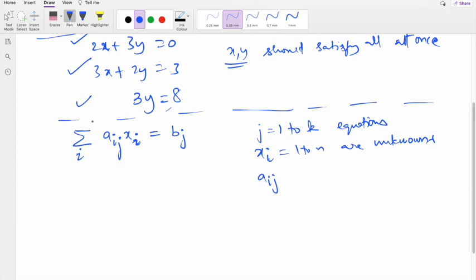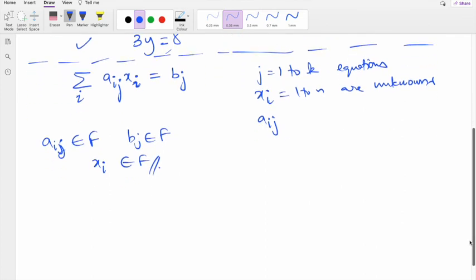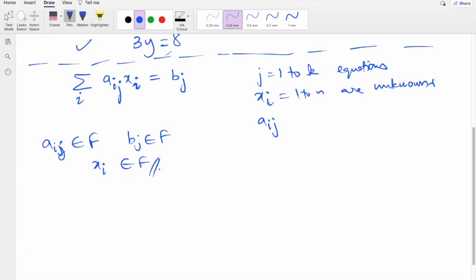To make it a bit more rigorous, we say that all of these belong to some field F. So all these a_ij are from some field F, b_j are therefore also from the field F, and x_i's should also take values from the field F. When you multiply two elements of the same field, you get an element of the same field, and that's how this system is in some sense consistent to define.